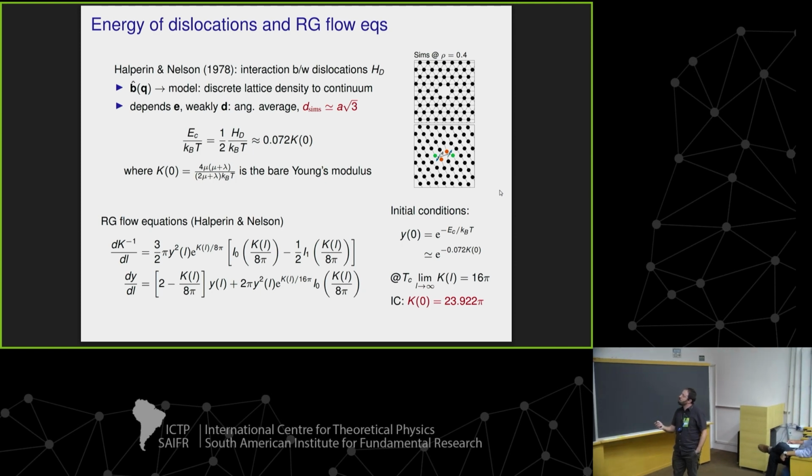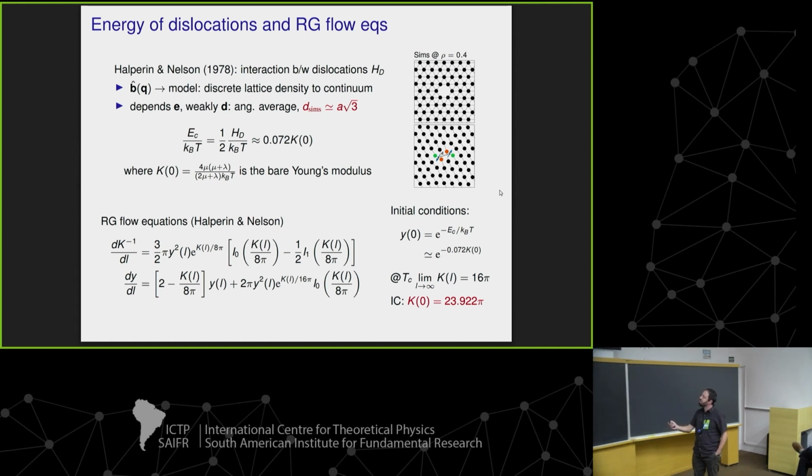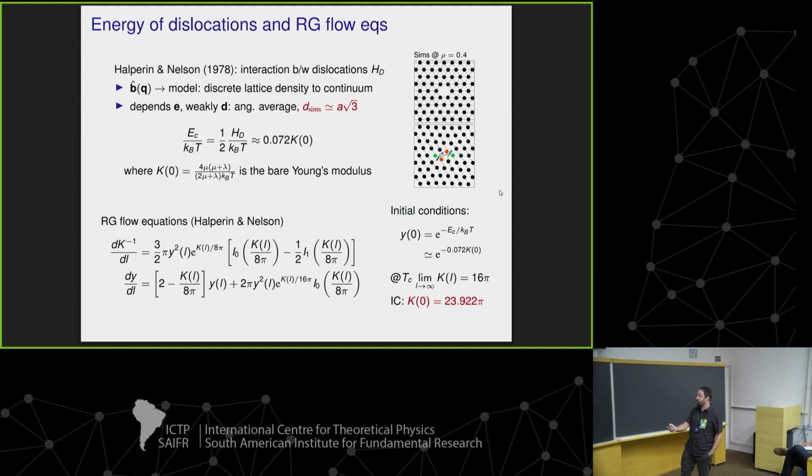And this is the fixed point of this flow, let's say. We can map this condition for this transition uniquely into an initial condition, which is this. So we can identify the transition either by running the renormalization flow equations, or just looking at the initial condition, which depends on the temperature, that is the bare Young's modulus. And it takes this value of 23.9 pi.